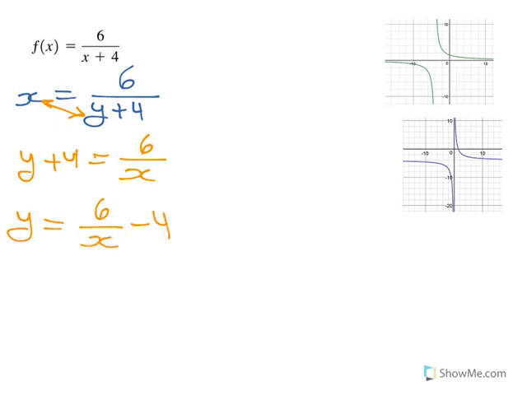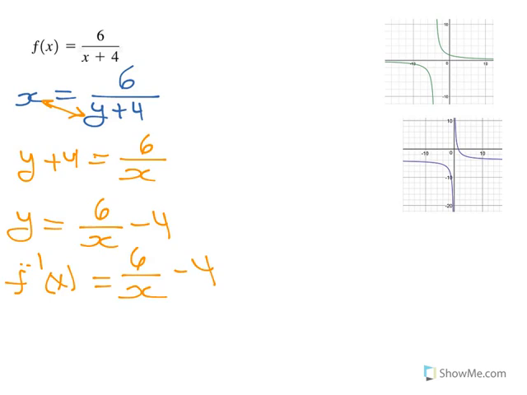And that means it's the reciprocal function multiplied by 6, and this is actually a vertical stretch, and then it's translated downwards 4 units. So f negative 1 of x becomes 6 over x minus 4.